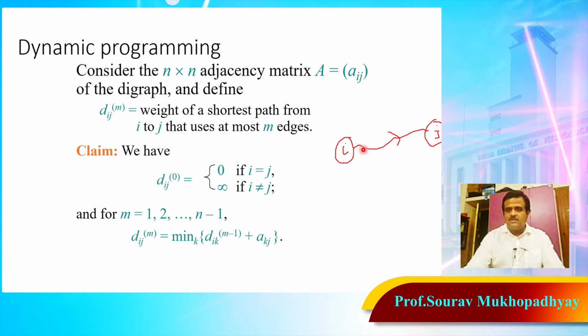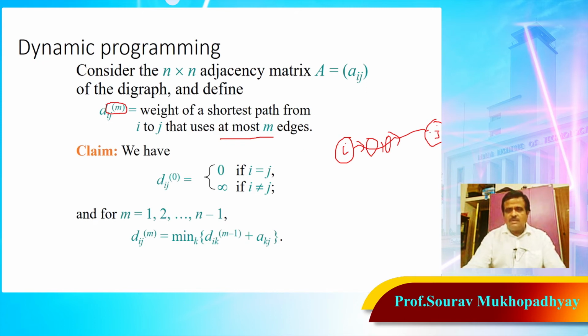When you go from one vertex to another vertex, we have to visit some edges. If this is i, then we visit one vertex, so this is one edge. Edge means direct edge. This is another edge. So we count the number of edges, and we consider all the paths where the number of edges is at most m. So we are allowed to take at most m edges.